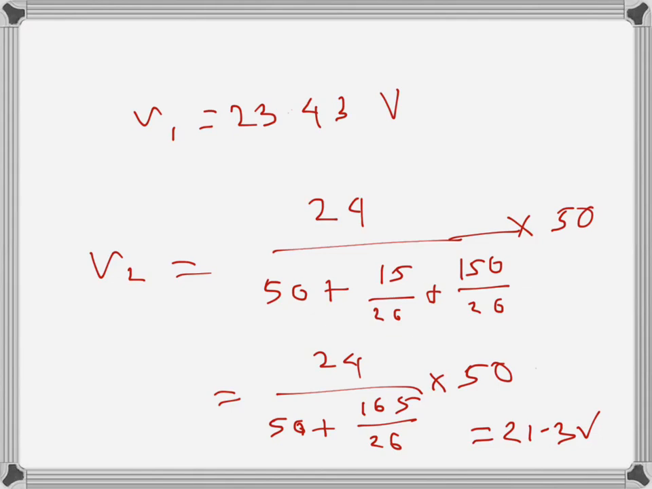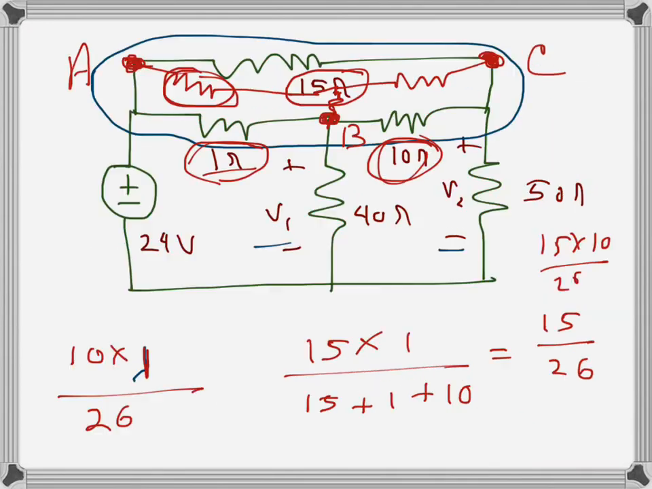So these are the two voltages, and what we have done in this problem is apply the voltage divider rule, after actually doing a delta to Y conversion.